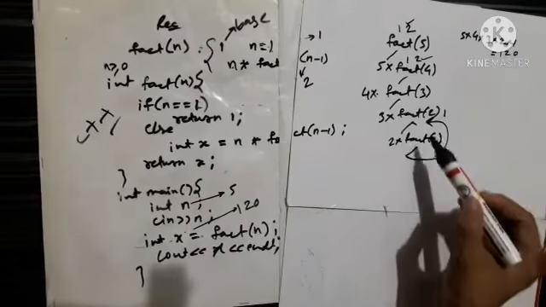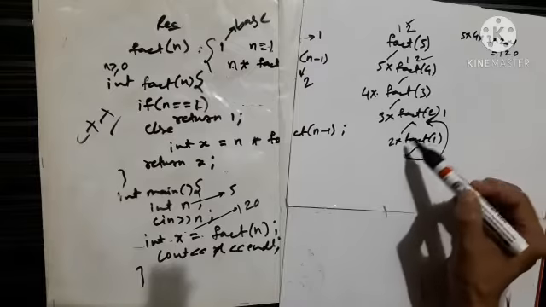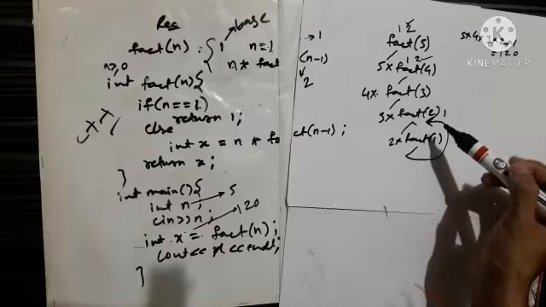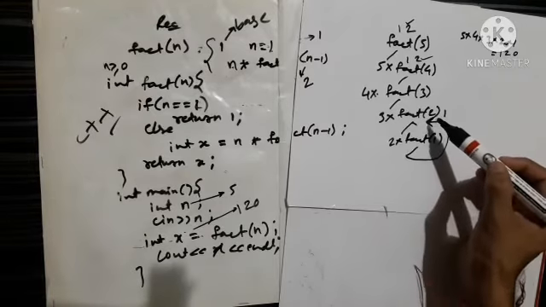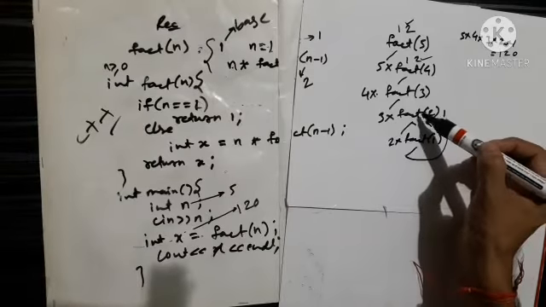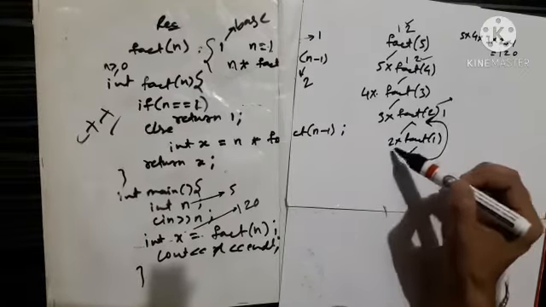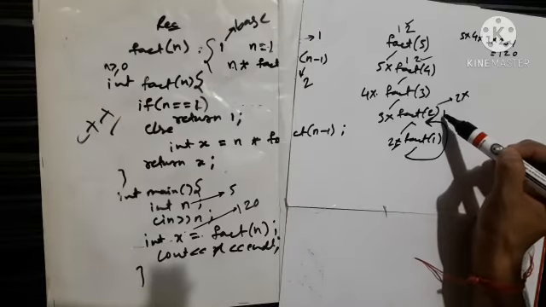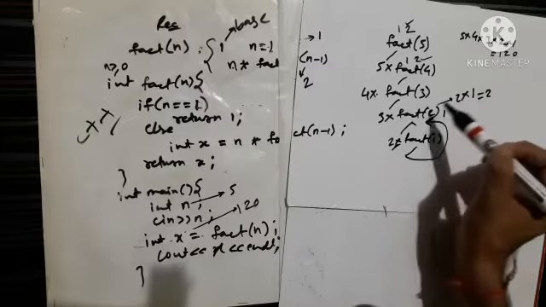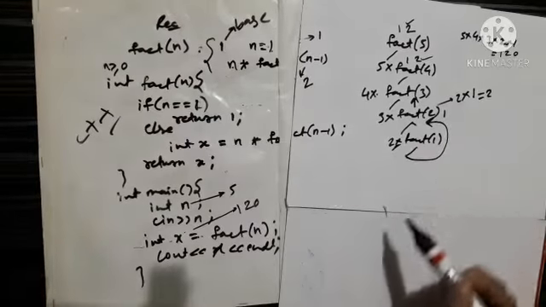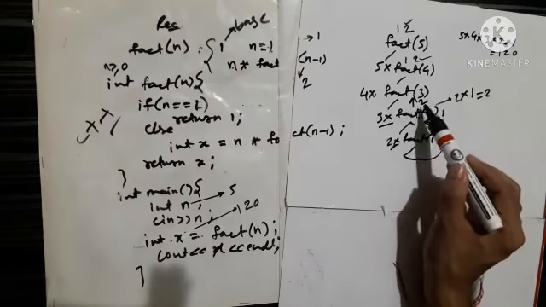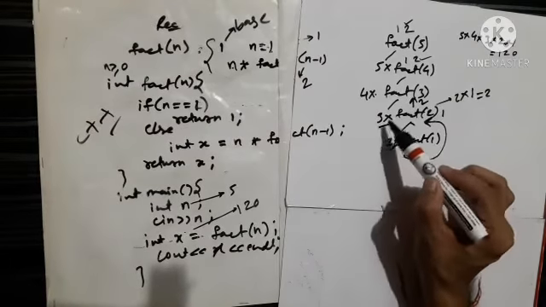And what will fact of 2 do? Now fact of 2 is in pending mode. Basically fact of 1 is the child of fact of 2, isn't it? Are you getting my point? Now fact of 2's child has returned 1 to it, and it will do 2 into the returned value, that is 1, that means 2 into 1, that is 2, and it will return to its parent, that is fact of 3, as 2. Now fact of 3 will do the returned value into 3, that is 6, isn't it?